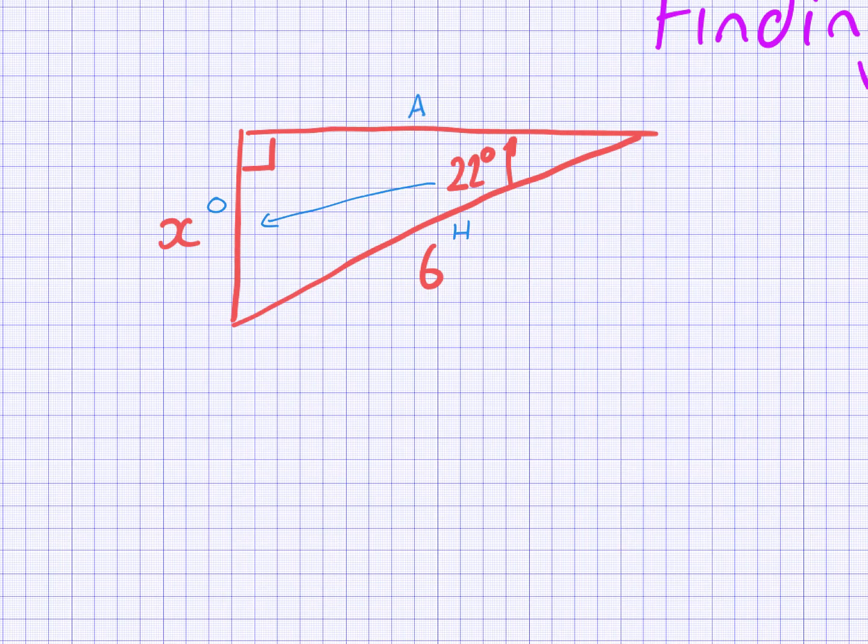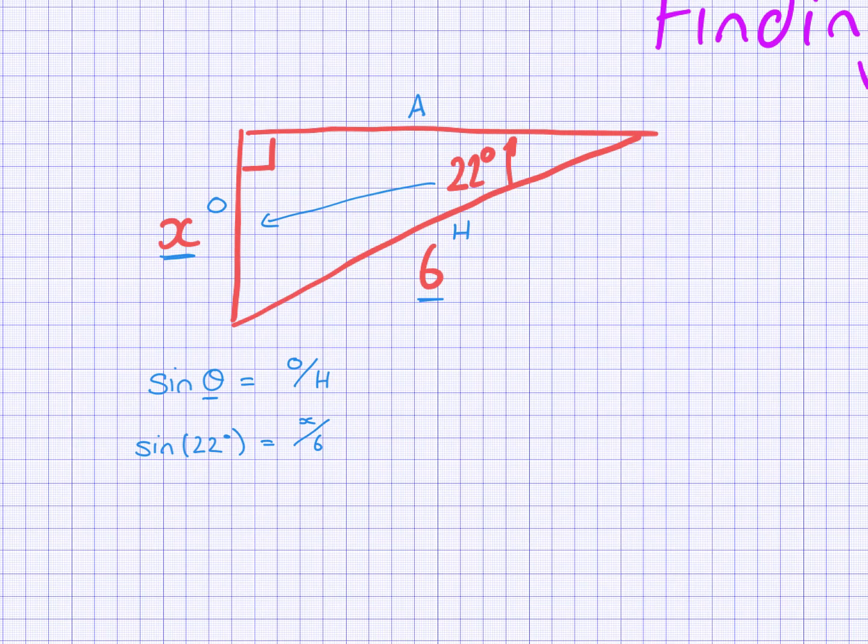And we notice straight away that we've been given sides O and H. So the ratio we're going to use should be sine. So we'll write it down, O over H. And then we're going to substitute the things we know into this formula. So we have the angle here, which we know from the diagram is 22. We have O, which we know from the diagram is x. And we have H, which we know from the diagram is 6.